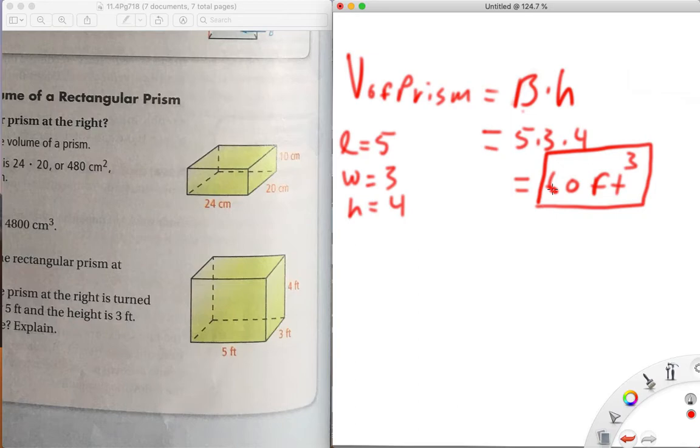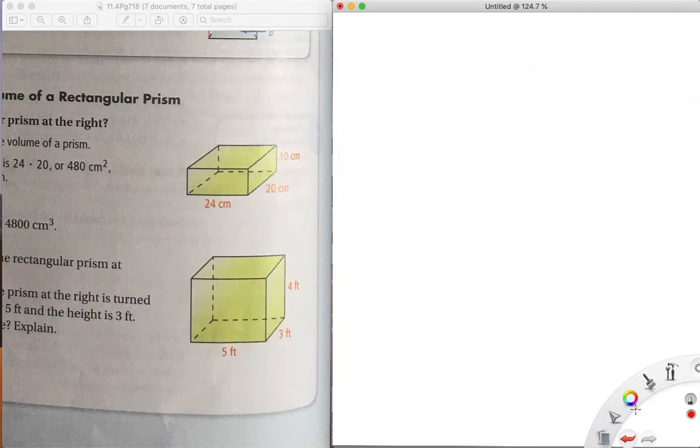So volume is area of the base times the height. Since it's a rectangle, it's going to be length times width, which is the area of that base. So length is 5, width is 3, height is 4. So the equation will be 5 times 3 times 4, which is 60. And since it's volume, the units are going to be cubed. It's 60 feet cubed.